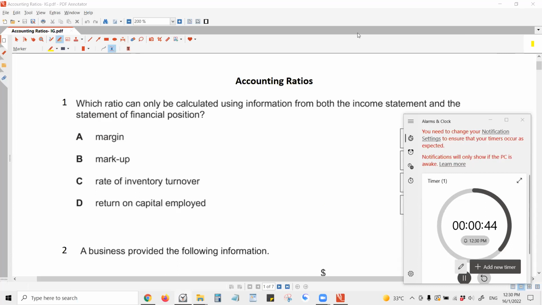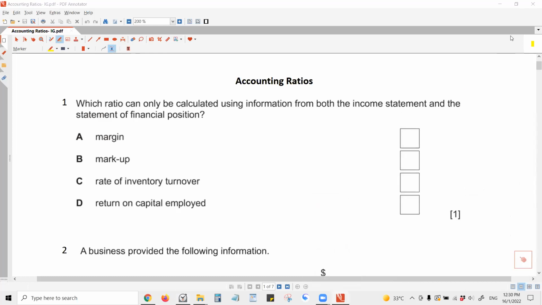Okay, less than 1 minute left. Okay, I wait for 1 more answer. Okay, time's up. Now let's see how to solve the question.